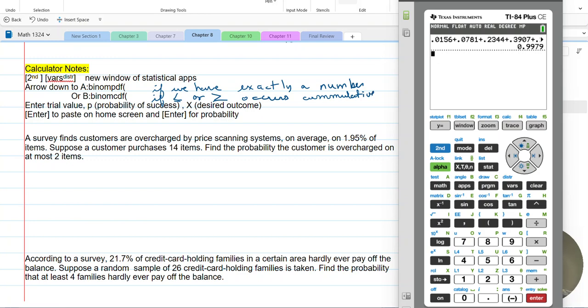And then we enter the values in this order. The trial value, followed by the P, the probability of success, and X, the desired outcome. The X is called the variable, how many you want. Then enter to paste it on the home screen, and enter for the probability. So that's the order of what we'll do. I'm going to stop right there. I've been talking a lot, and I will take it up after that point.